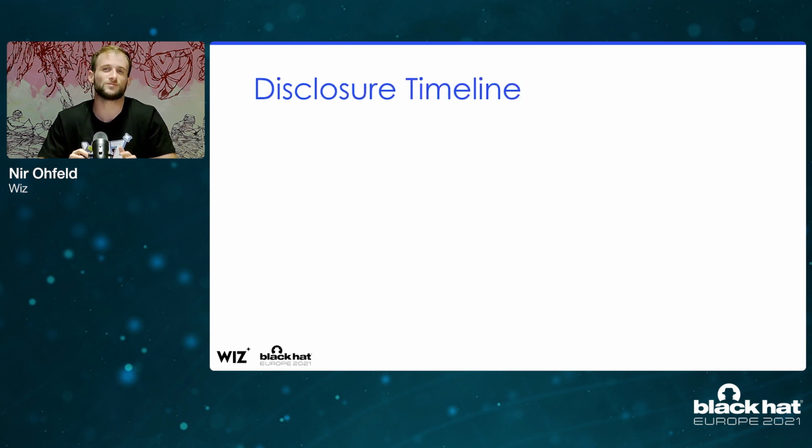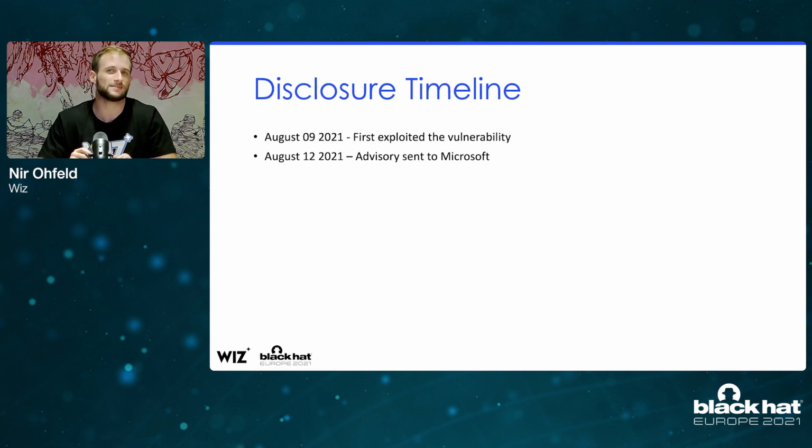Let's talk about the disclosure timeline and our work with Microsoft. On August 9th, we first managed to exploit the vulnerability. And 3 days later, we already sent the advisory to Microsoft. We understood that this is a very severe vulnerability, and we wanted to let Microsoft know as soon as possible. 2 days later, we noticed that Microsoft has mitigated the issue. The way Microsoft chose to address this issue is by removing the Jupyter Notebook feature altogether.